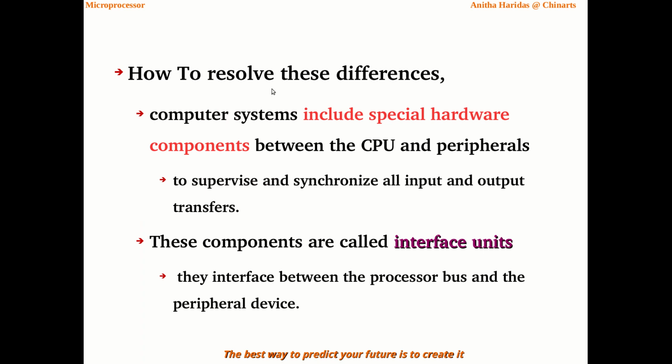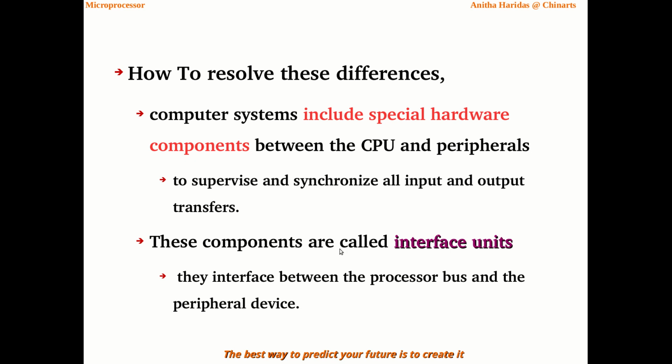Now the question is, how do we resolve these differences? Obviously, the computer system will include a special hardware component between the CPU and peripheral. Why is it including a special hardware component between the CPU and peripheral? One, to supervise. It has to manage all these devices. Another one, it has to synchronize all these input-output data transfers.